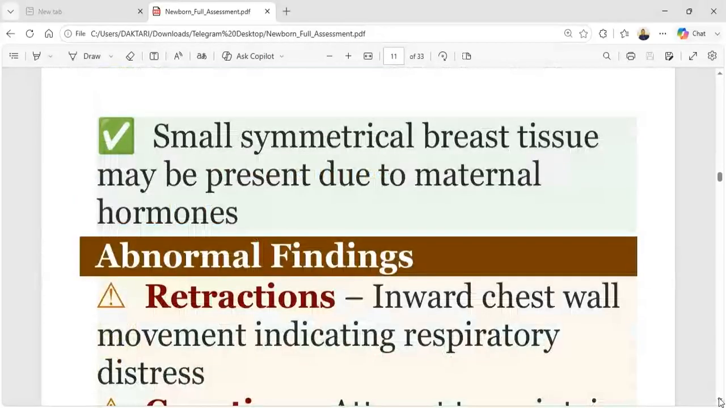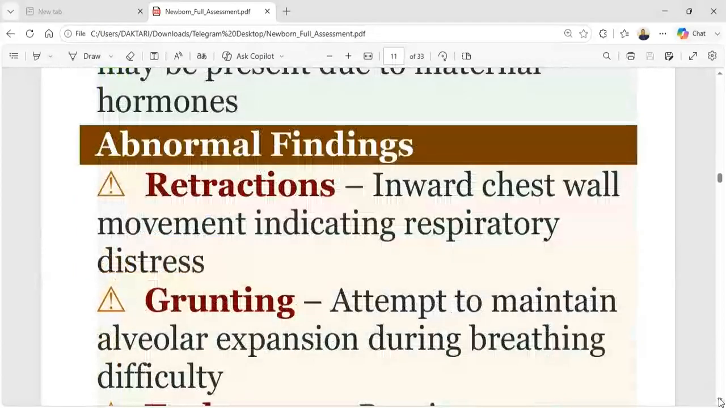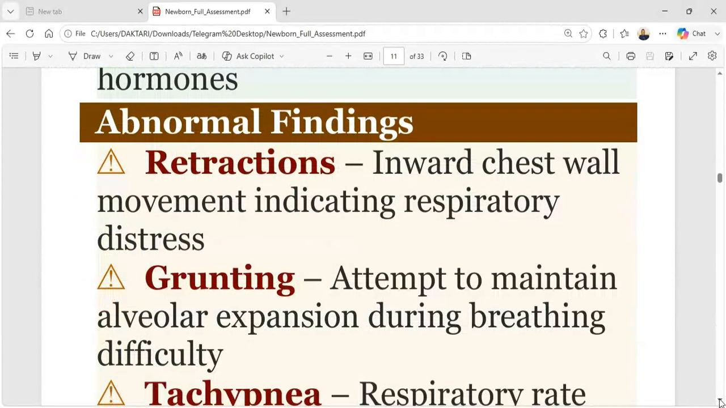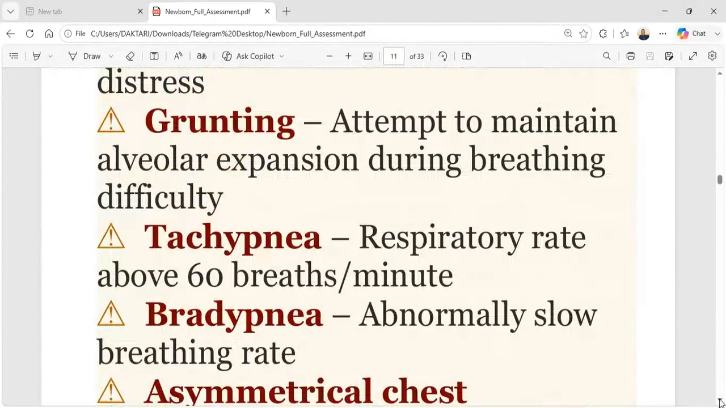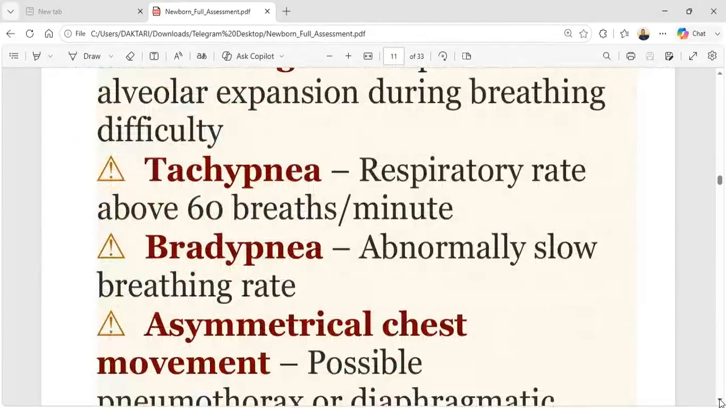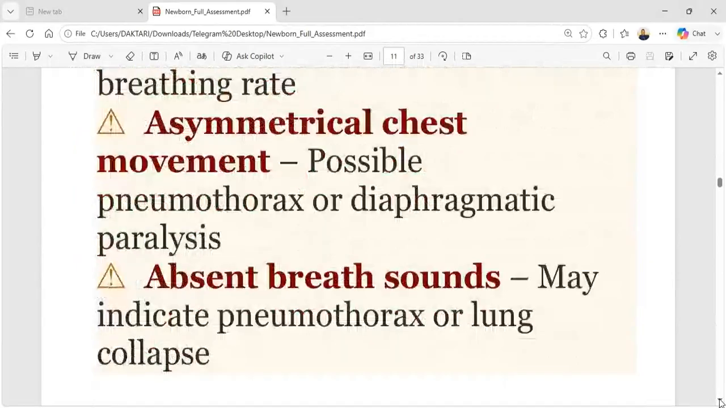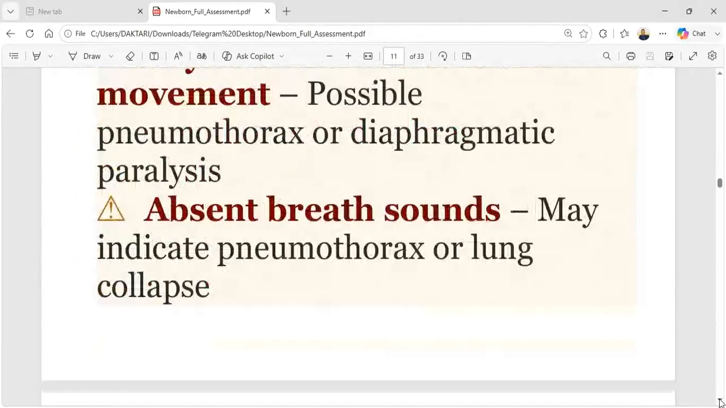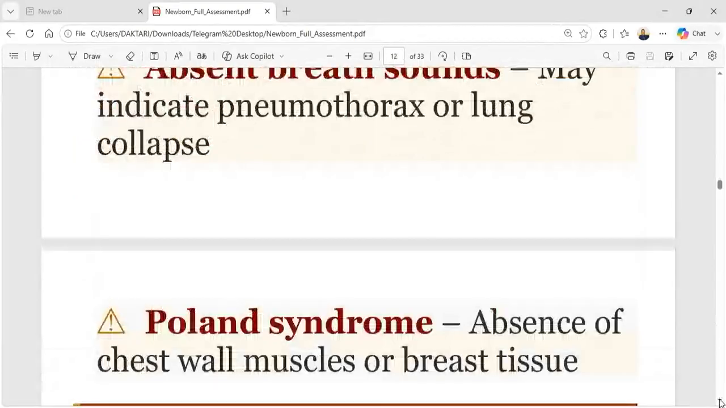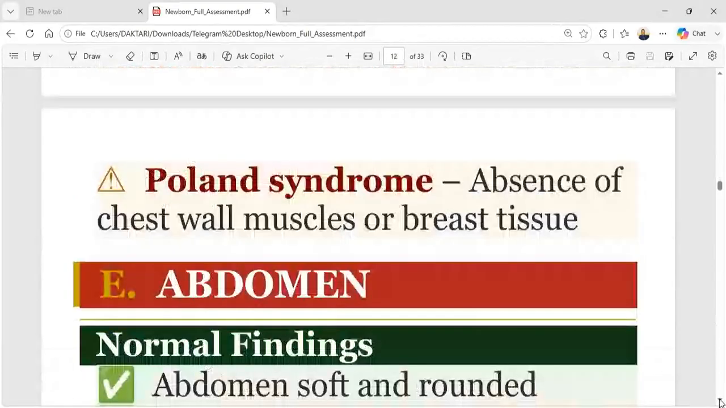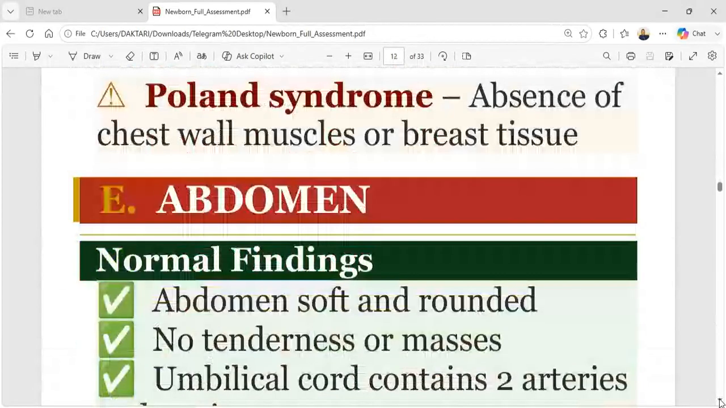Now, abnormal findings in the chest region, like retractions, that is inward chest wall movement indicating respiratory distress. Grunting, attempting to maintain alveolar expansion during breathing difficulty. Then tachypnea, respiratory rate above 60 breaths per minute, and bradypnea, an abnormally slow breathing rate. Asymmetrical chest movement, possibly pneumothorax or diaphragmatic paralysis. Absent breath sounds may indicate pneumothorax or lung collapse. Poland syndrome is complete absence of chest wall muscle or breast tissue.